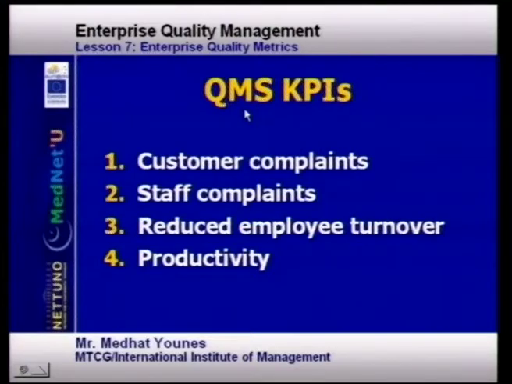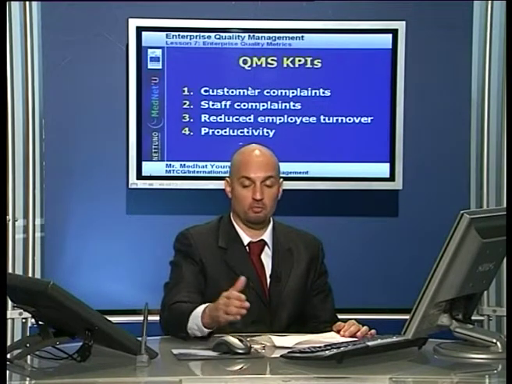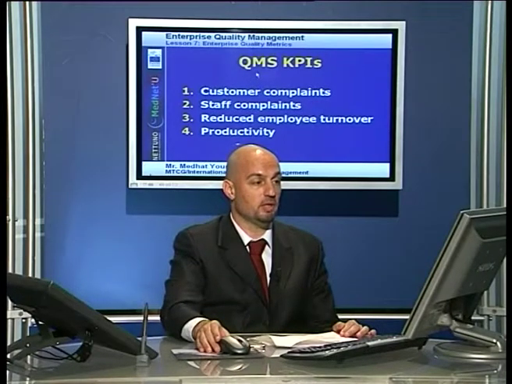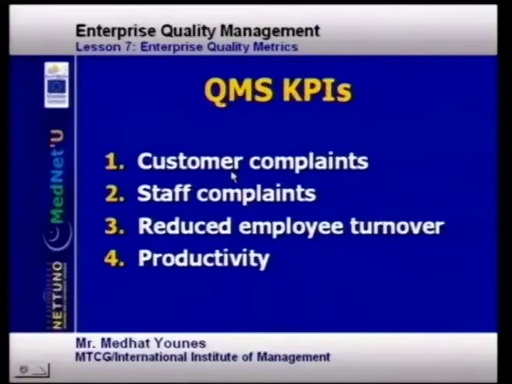So how do you know how well your management system is performing? You know that by comparing the following 7 metrics between the time before the implementation and the time after the implementation of the quality management system, or from year to year and quarter to quarter. So the first key performance indicator is the customer complaints.